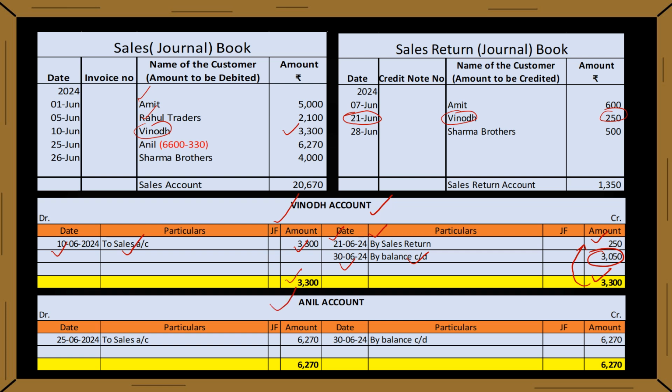Next is Anil account. On 25th June, in Anil account, there is a sale of 6,270. Okay, so in the journal entry we are crediting sales. So in the ledger account of Anil we are going to debit sales, 25/6/2024 to sales account 6,270. There are no returns from Anil, so nothing to write on the credit side. We just take the total of the debit side, 6,270, to the credit side also. Now the balance on 30/6/2024 is by balance carried down 6,270 for Anil account.